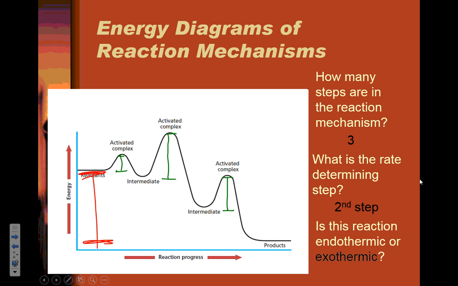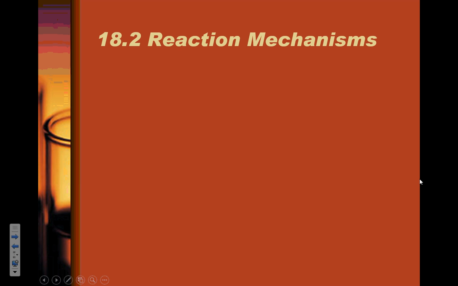I started at a higher energy than I ended up with. I had to lose energy. That's exothermic. So that's an energy diagram of a reaction mechanism. When we looked at an energy diagram before, what we were looking at is the simplified overall energy of the reaction. And here we're looking at the energy of each individual step.